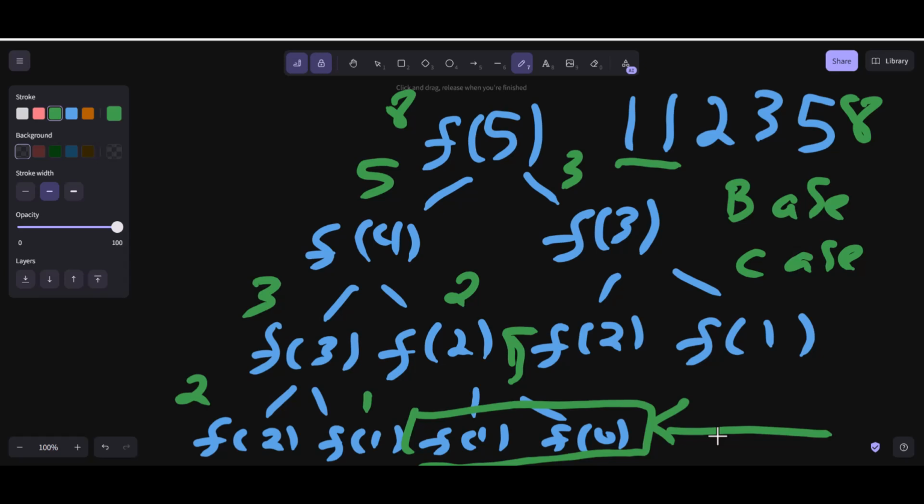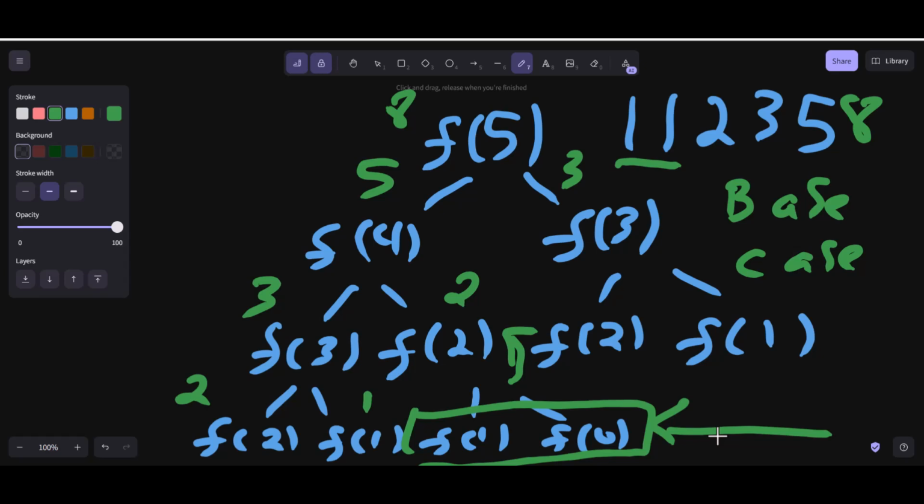Remember, the whole point is that we're starting at the top of the pyramid, which is the question that we want to answer. What is f of 5? We break that down into its parts. F of 5 could be answered if you do f of 4 and f of 3. Okay, f of 4 could be answered if you do f of 3 and f of 2. Okay, and then you keep going until you reach the base case.